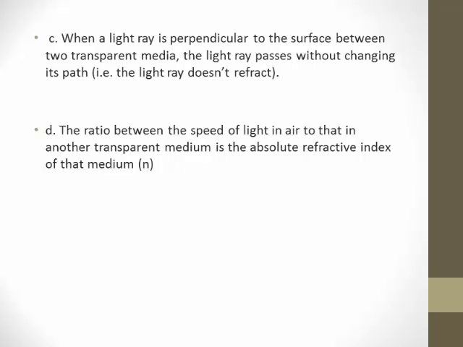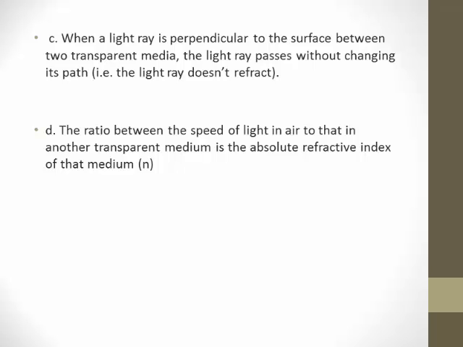Number C: when a light ray is perpendicular to the surface between two transparent media, the light ray passes without changing its path. اللي هو نلاحظ فيها إن the light ray doesn't refract. تمام كده؟ طيب number D: the ratio between the speed of light in air to that in another transparent medium is the absolute refractive index of the medium n.